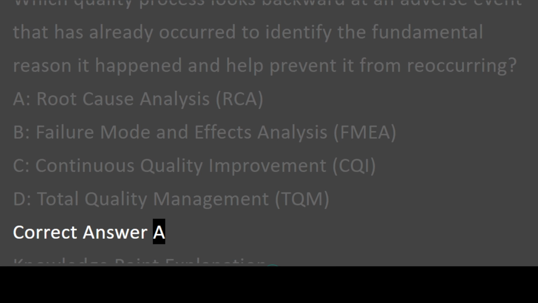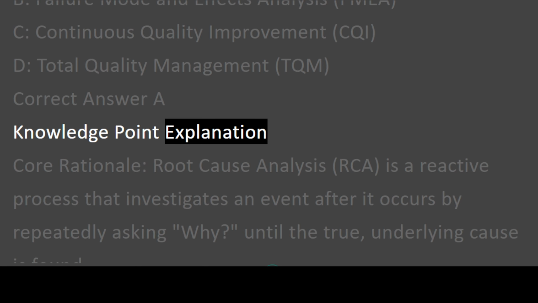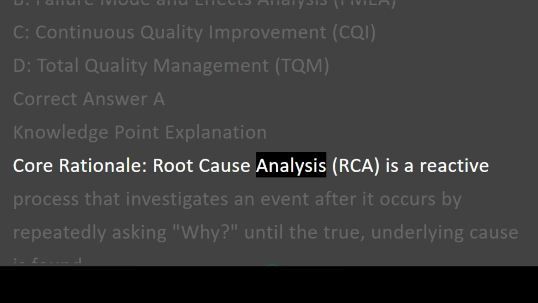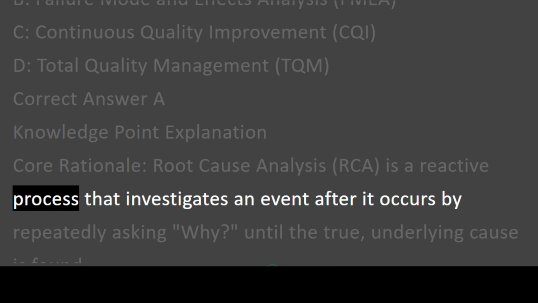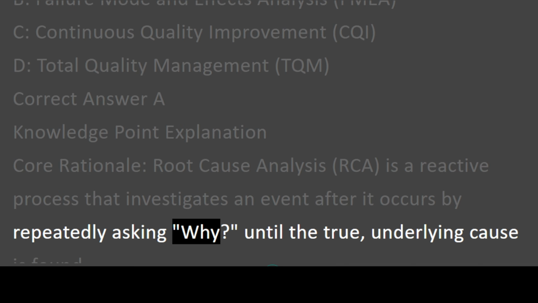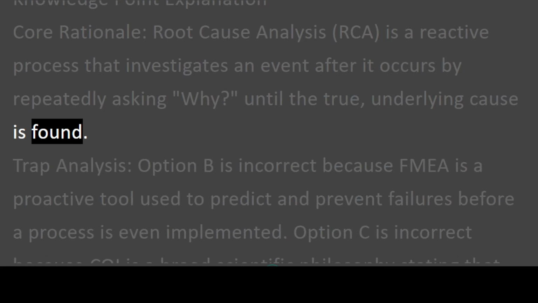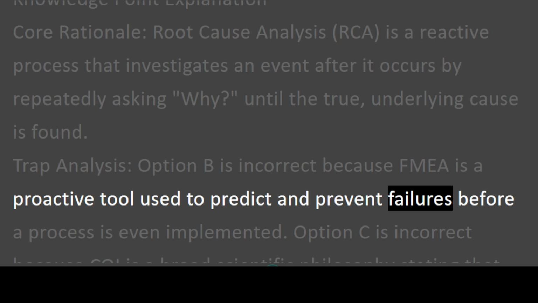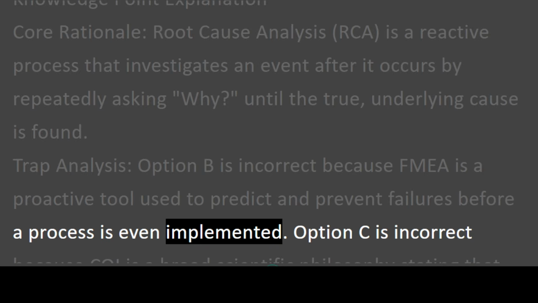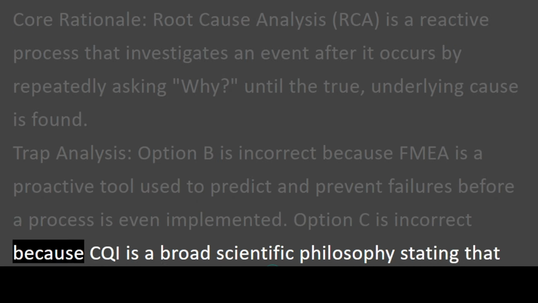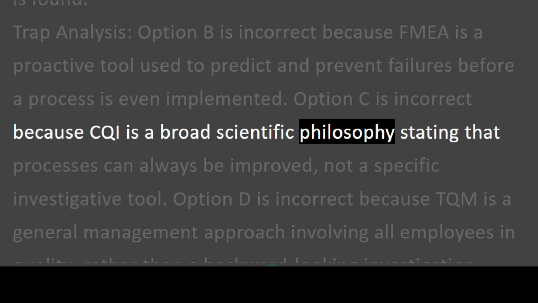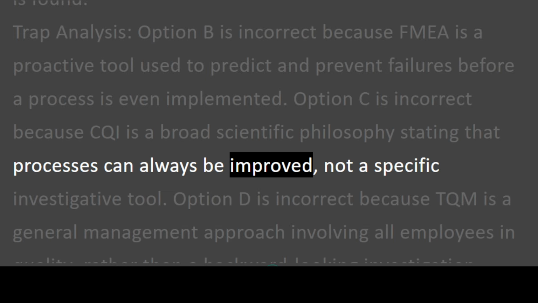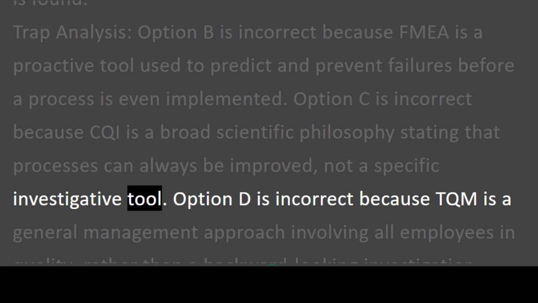Correct answer A. Knowledge point explanation. Core rationale: root cause analysis, RCA, is a reactive process that investigates an event after it occurs by repeatedly asking why, until the true, underlying cause is found. Trap analysis. Option B is incorrect because FMEA is a proactive tool used to predict and prevent failures before a process is even implemented. Option C is incorrect because CQI is a broad scientific philosophy stating that processes can always be improved, not a specific investigative tool.